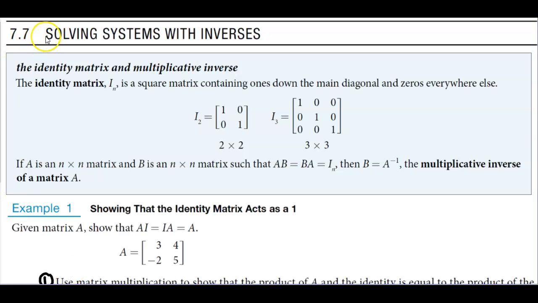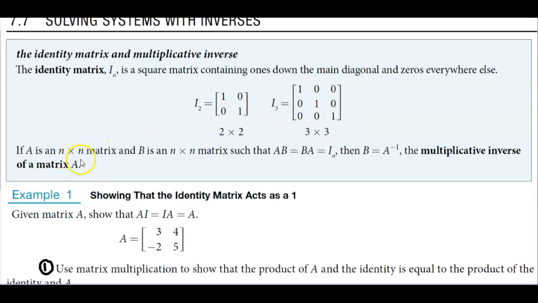In section 7.7, we'll talk about solving systems with inverses. The identity matrix I subscript n is a square matrix containing ones down the main diagonal and zeros everywhere else. For a 2 by 2, you would see the identity matrix has a diagonal of ones and zeros everywhere else. For the 3 by 3, the identity matrix has a diagonal of ones and then zeros everywhere else.